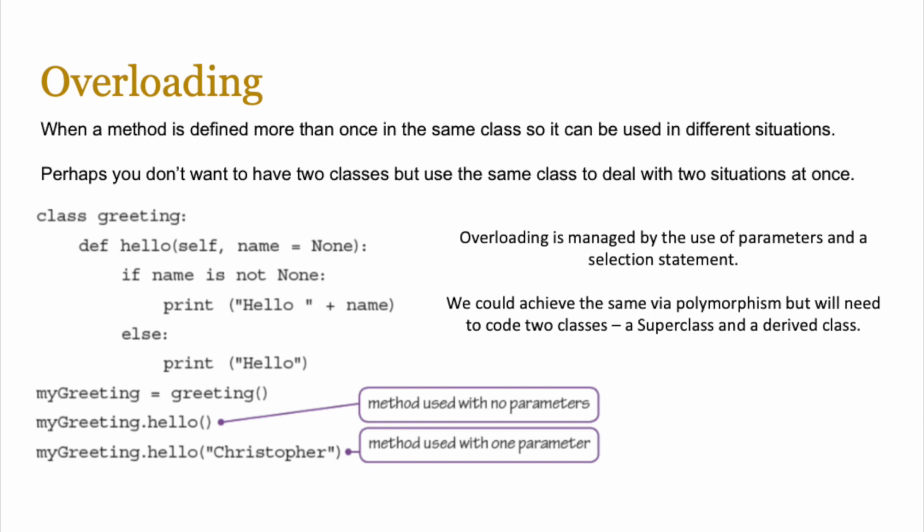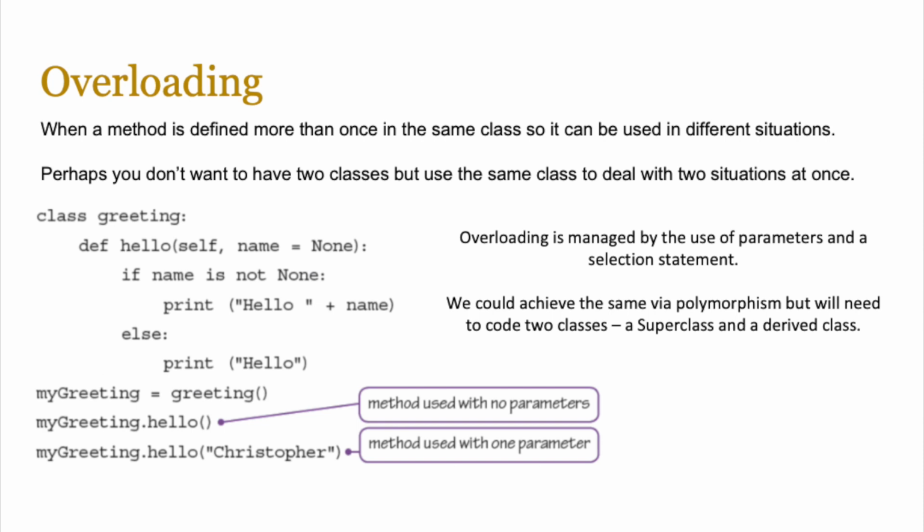And if the name is none, that means it hasn't been entered, we can use the selection to simply say, well, if the name is not none, that means somebody's entered a name, then print hello name. Otherwise, you just print hello because we don't know the name. So instead of creating two different classes to deal with a name being entered or not entered, we're just going to use the same class and parameters and a selection to get the same effect.